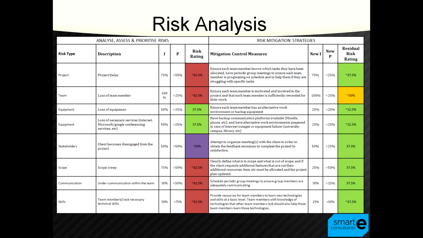We then determined a number of mitigation control measures for each potential risk in order to bring the risk rating down by either lowering the impact of the risk, the probability of the risk, or both. I will now pass on to Ryan to talk about the services and technologies we have used as part of our project.